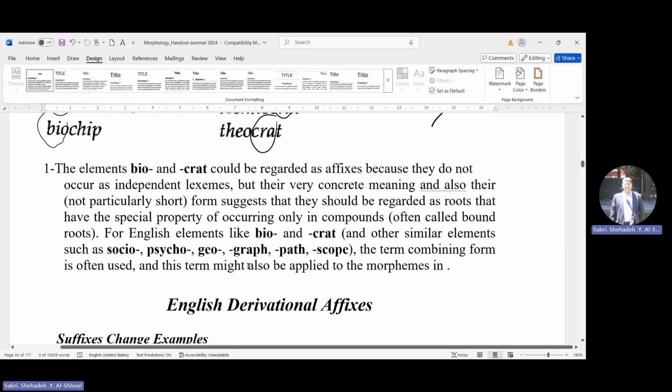So some, as we said, regard them as affixes because they do not occur as independent lexemes, but their meaning is pervasive. Some suggest that they are roots because they have a special property of occurring in compounds. So some call them affixes.